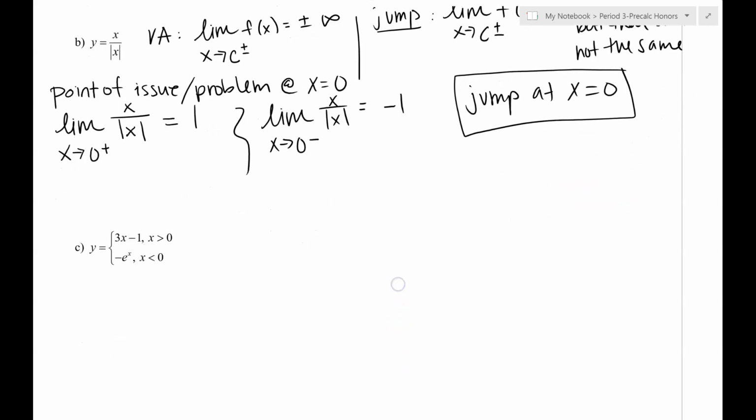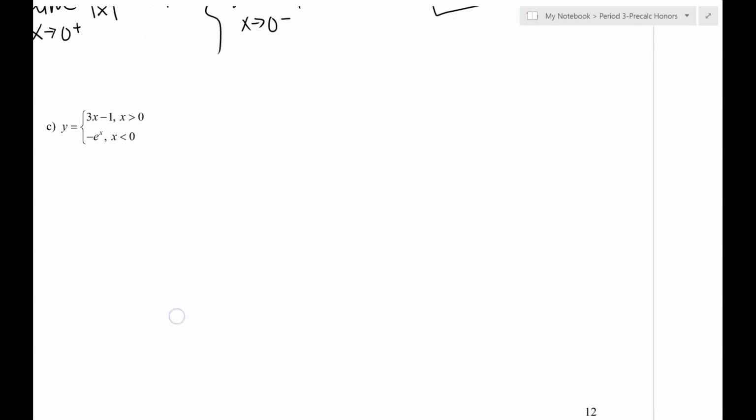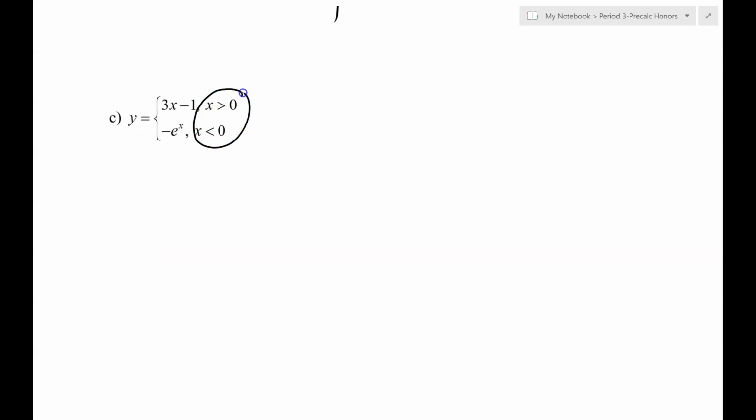Last part of example 1 is letter C. This is a piecewise function: y equals, the first piece is 3x minus 1 when x is bigger than 0. The second piece is negative e to the x when x is less than 0. As you can see, because neither piece is including 0, really the issue or the problem, again, is at x equals 0. So you want to do your limit test to see what type of discontinuity it is.